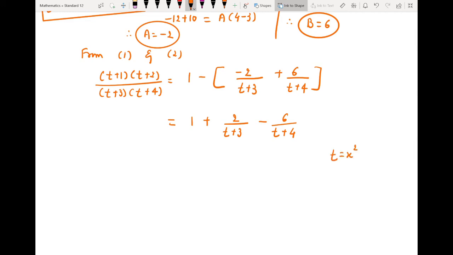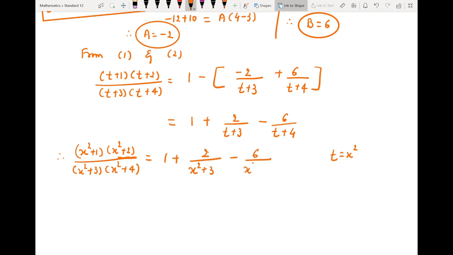But t equal to x square, and therefore x square plus 1, x square plus 2 upon x square plus 3, x square plus 4 equal to 1 plus 2 upon x square plus 3 minus 6 upon x square plus 4. So in place of integrating this term, we will integrate the right hand side form.